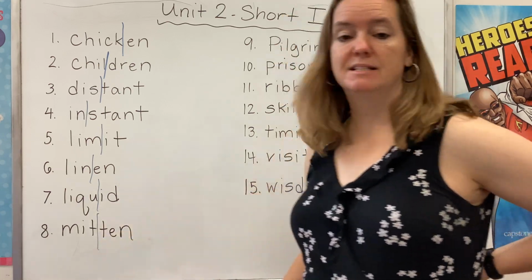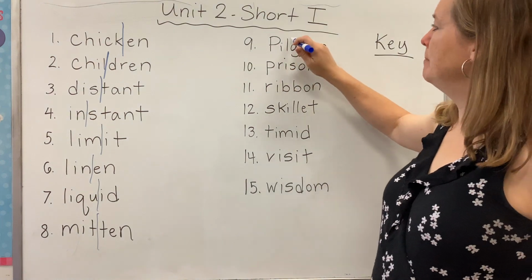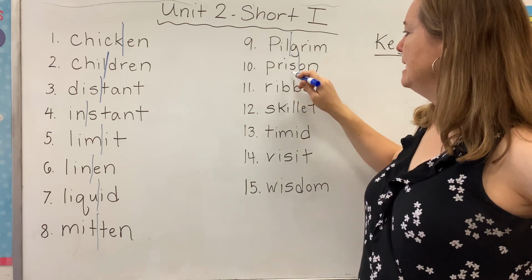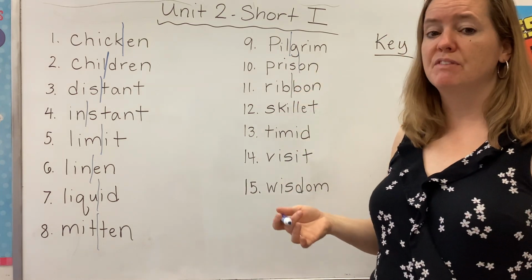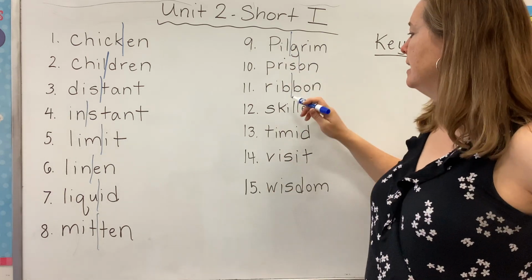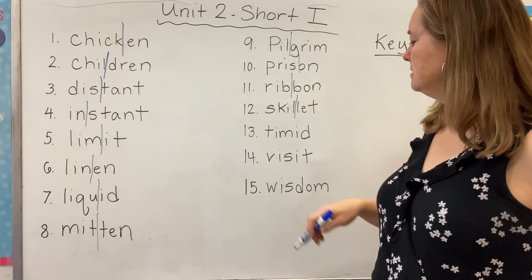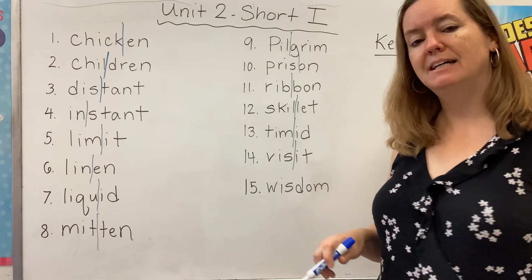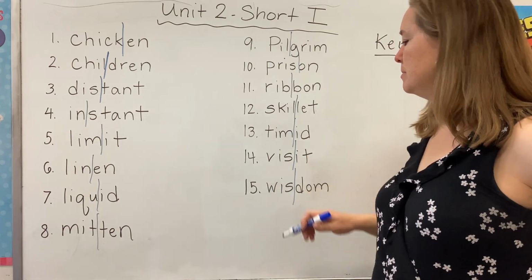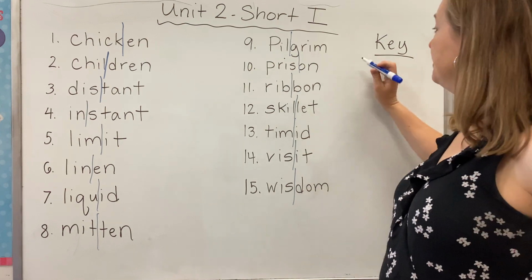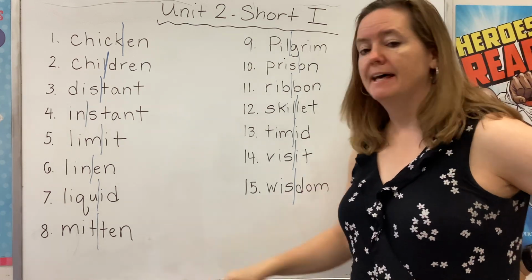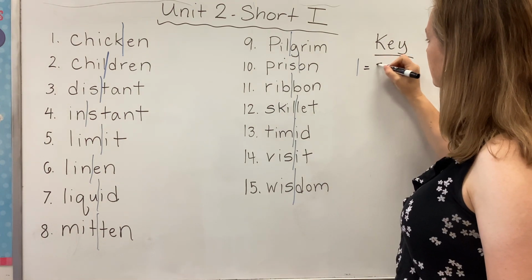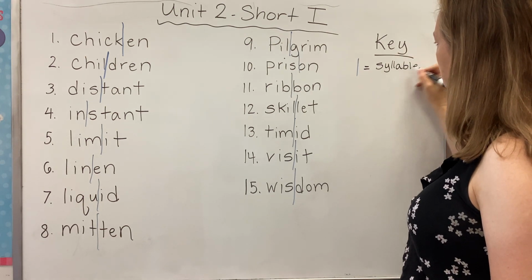Mitten between the double T's, pilgrim after the L, prison after the S, ribbon between the double B's. Remember, usually if there's a double consonant, we're going to slice between them. Skillet between the double L's, timid after the M, visit after the S, and wisdom between the S and the D. On your key, please note that a vertical line represents or equals a syllable break.